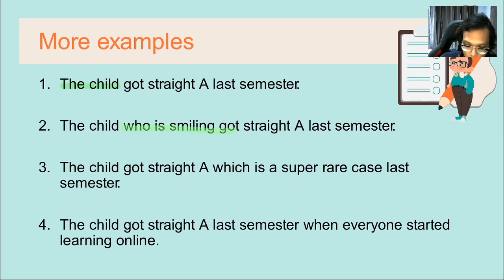So here, who is smiling. We give some more information about the child, right? The child who is smiling. We specifically focus on this child who is smiling. Or the third sentence, the child got straight A, which is a super rare case.